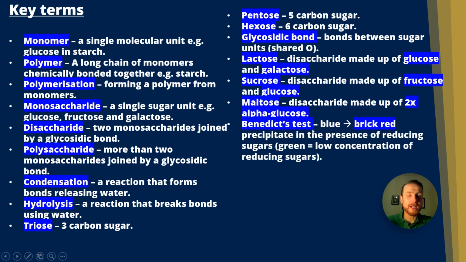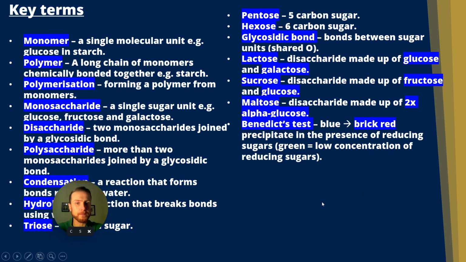The Benedict's test is a test for reducing sugars, and what happens is it goes from blue to brick red if there's a positive result, and that brick red will be a precipitate, which is when a solid forms from a liquid. Green would indicate low concentrations of reducing sugars.